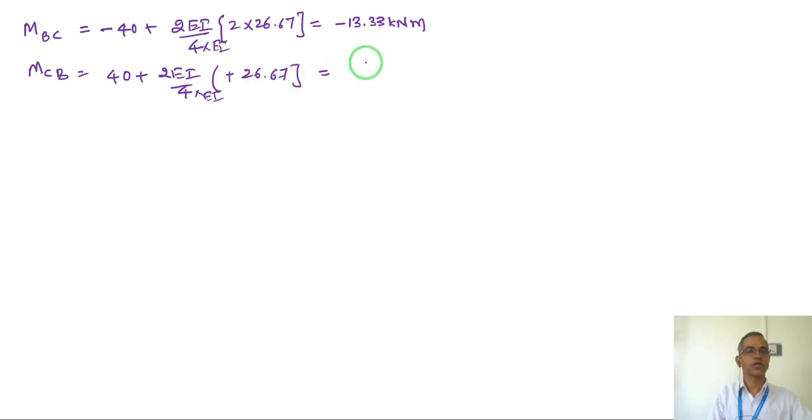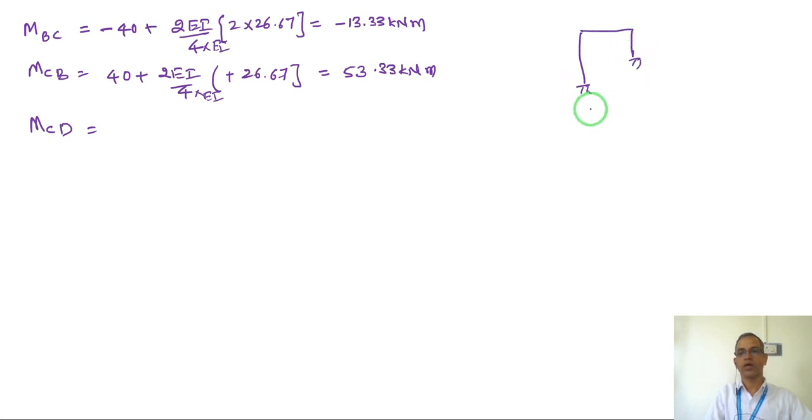So this half plus 40 is equal to 53.33 kilonewton meter, and MCD is the vertical member. A, B, C, D are 2 meter, 4 meter and 4 meter.